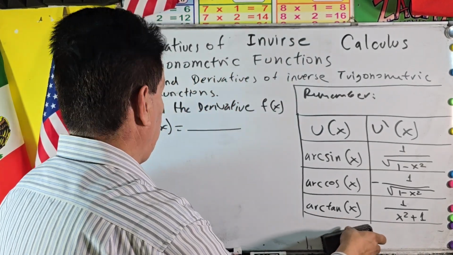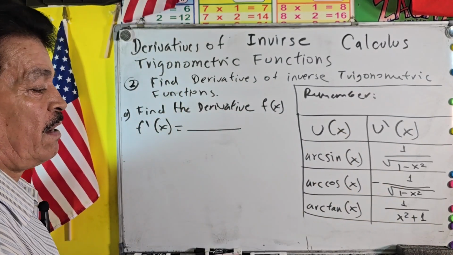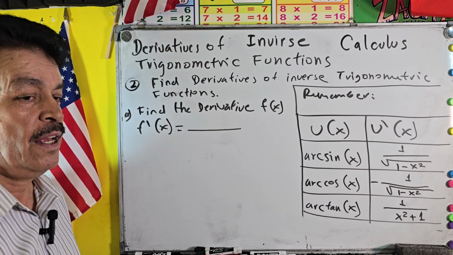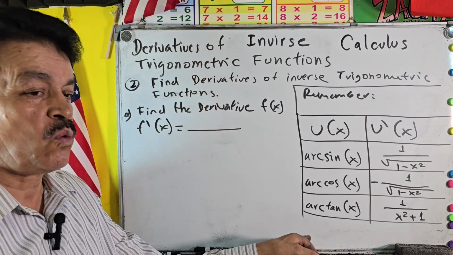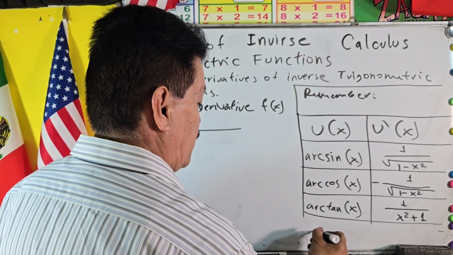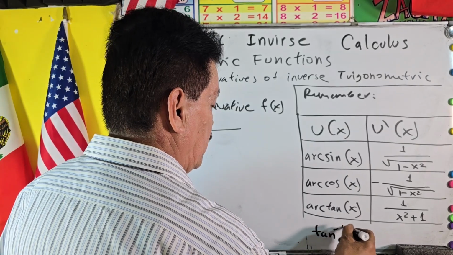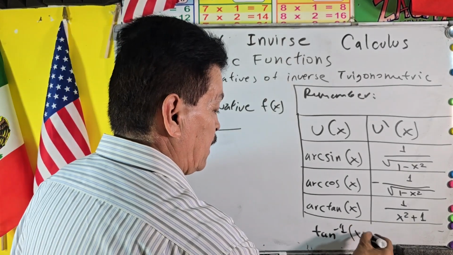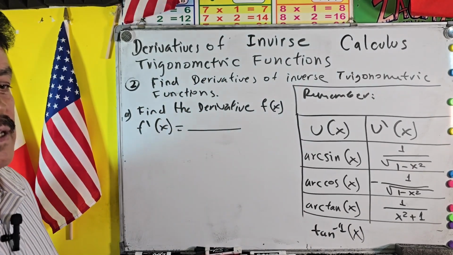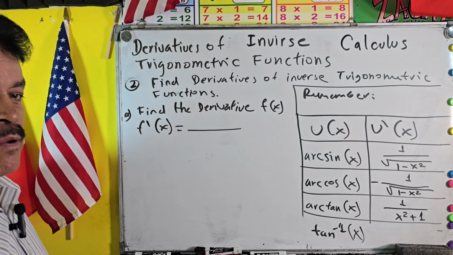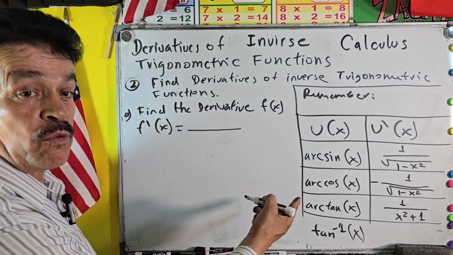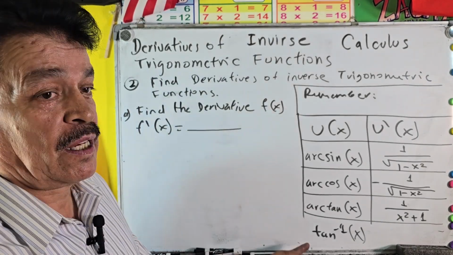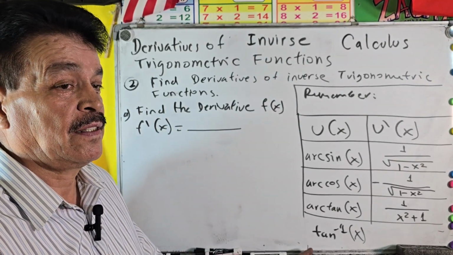So we have our problem right here. In this table, the function arctan is sometimes written like tan to the minus 1 of x. Sometimes it's written like that. So we have to remember and use these formulas for the derivative of arctan.